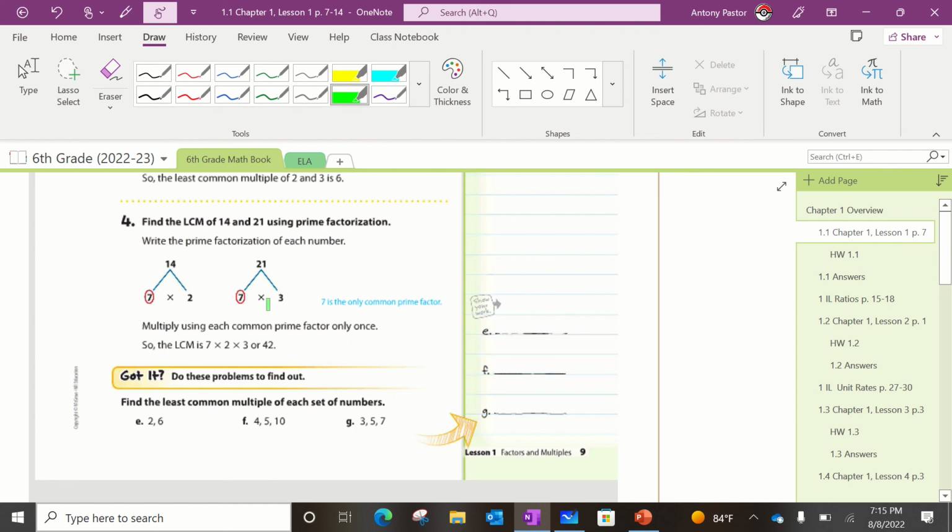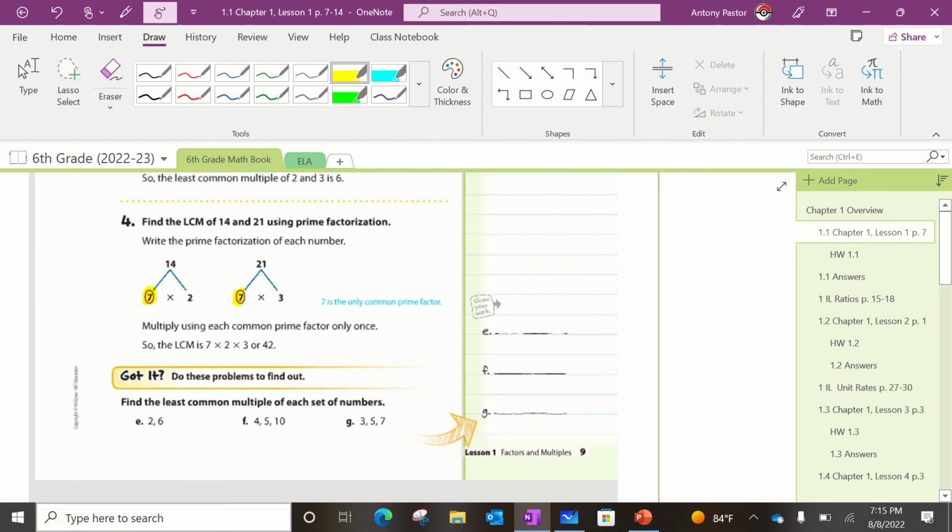Oh, sorry, wrong. 7 is not the least common multiple. 7 is the least common factor. The least common multiple would be 7 times 2 times 3. Let me rephrase what I just said. So ignore what I just said because I made an error. We see the common 7, yes?